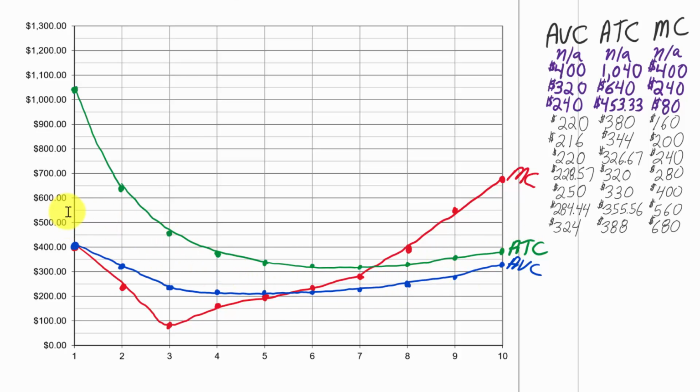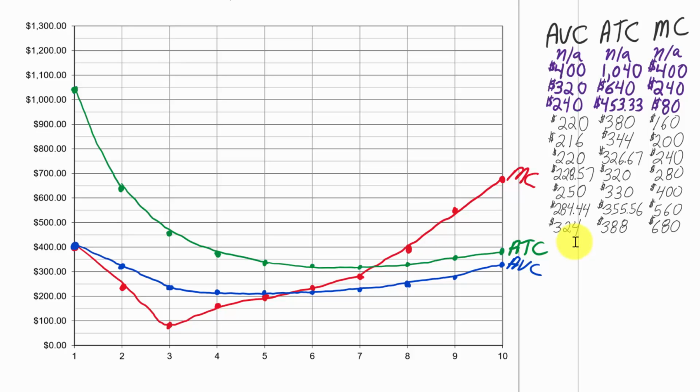One other thing to notice about this graph is the distance between the average total cost in green and the average variable cost in blue. You see how at low numbers of units over here, they're very far apart, like hundreds and hundreds of dollars apart. But as we move to the right, the green and the blue curves slowly get closer and closer together. Can you think about why that is?